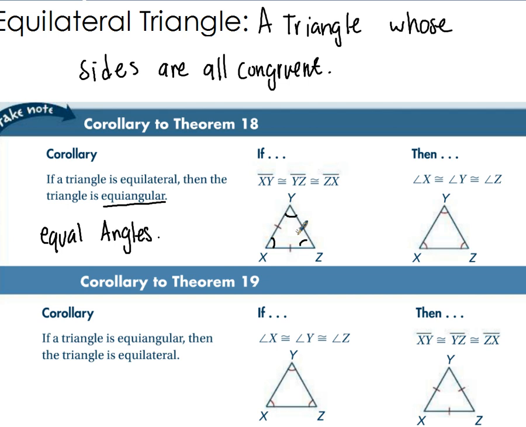Theorem 19 being applied to our equilateral triangle is: if a triangle is equiangular, then the triangle is equilateral. If all three angles are the same, then all three sides are the same.